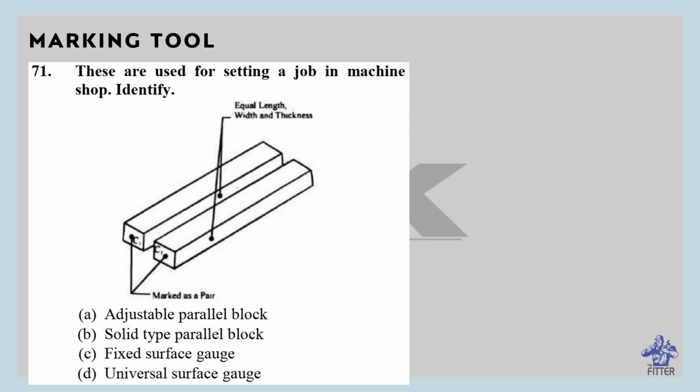Identify. So, solid type parallel blocks. They are available in a set of two having the same length, breadth, and height. Solid parallel blocks are available in two grades, grade A and grade B. A grade is used in the tool room, B grade is used in machine shops.